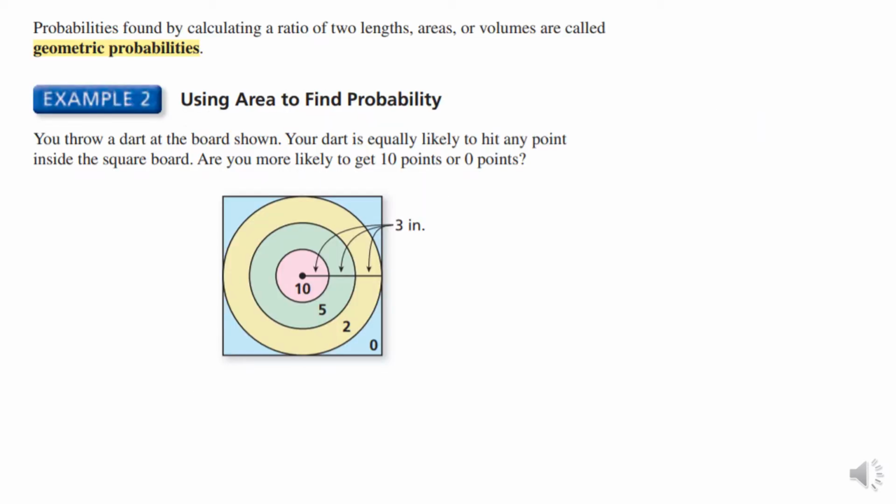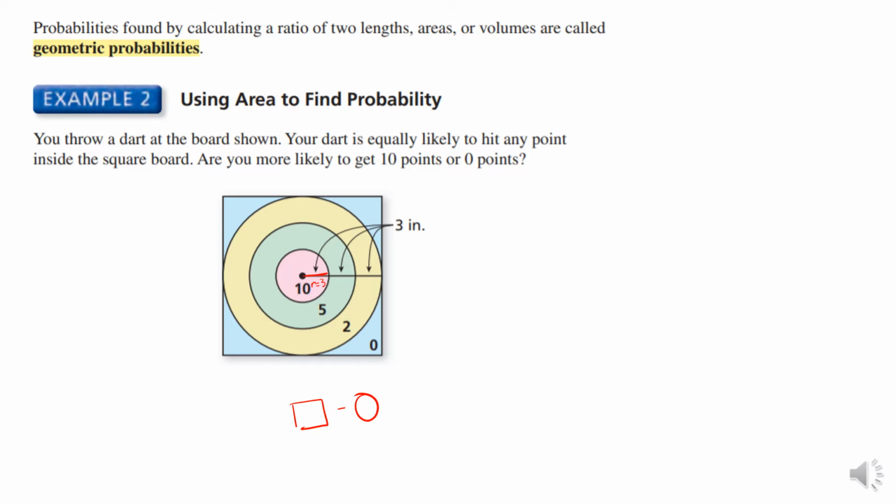Okay, so probabilities found by calculating a ratio of two lengths, areas, or volumes are called geometric probabilities. You throw a dart at the board shown. Your dart is equally likely to hit any point inside the square board. Are you more likely to get 10 points or 0 points? So first notice that 10 points, this little circle, has a radius of 3. 0 points would be a calculation of the whole thing. So 0 points would be you got it outside this whole circle. So you'd have to do a donut problem where you'd take this minus the largest circle.